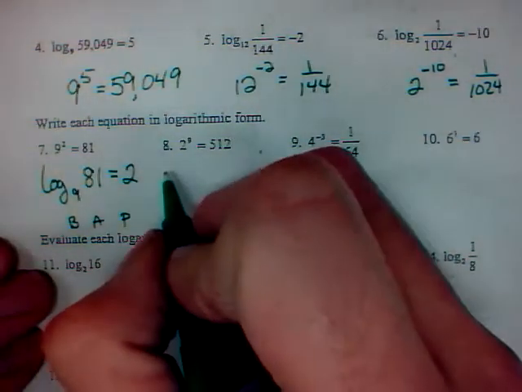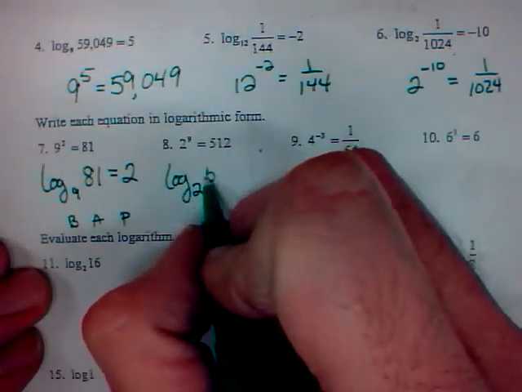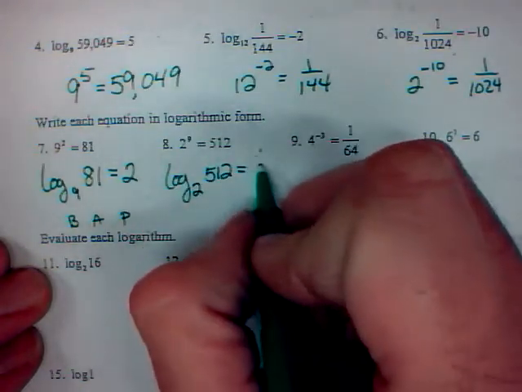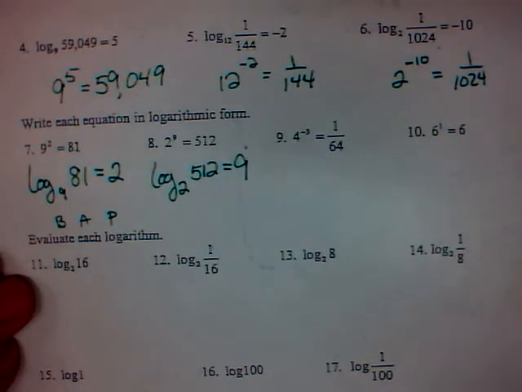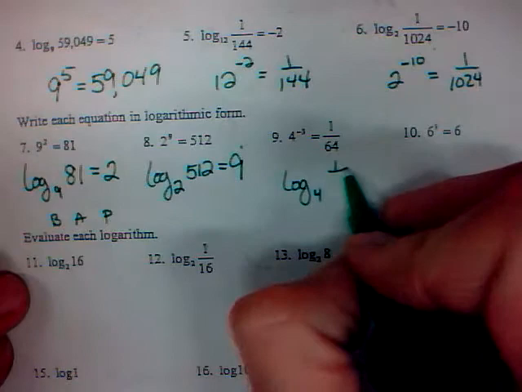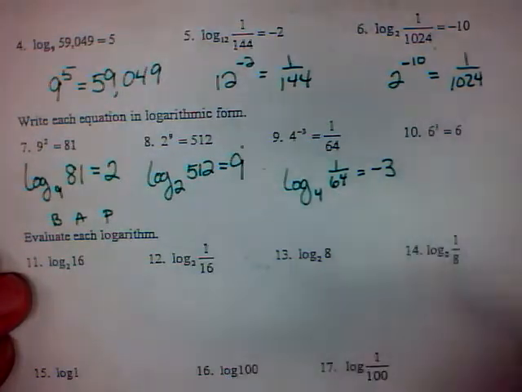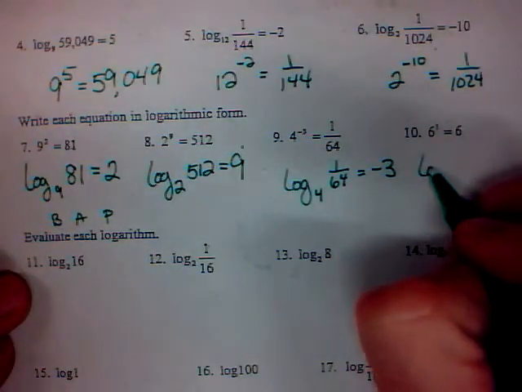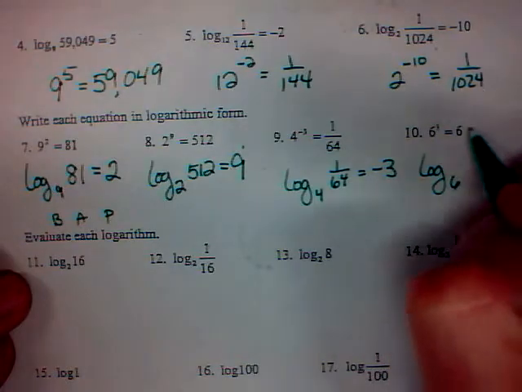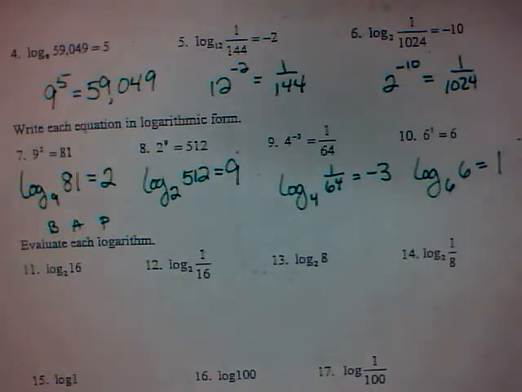Okay. Number 8, log your base, which is your subscript, which is 2, your answer, which is 512, equals your power, which is 9. Number 9, log your base is 4, your answer is 1 over 64, and your power is -3. Remember, this is base, answer, power. And on number 10, this is log, your base is 6, your answer is 6, equals your power, which is 1.